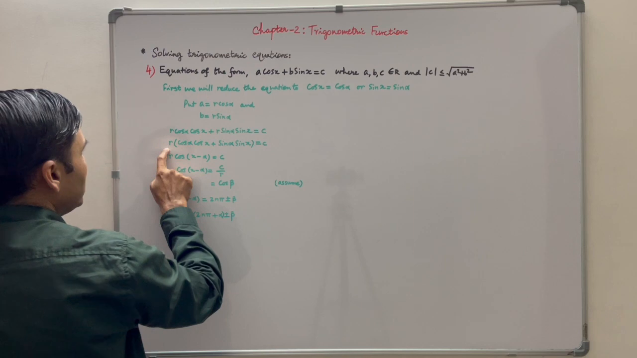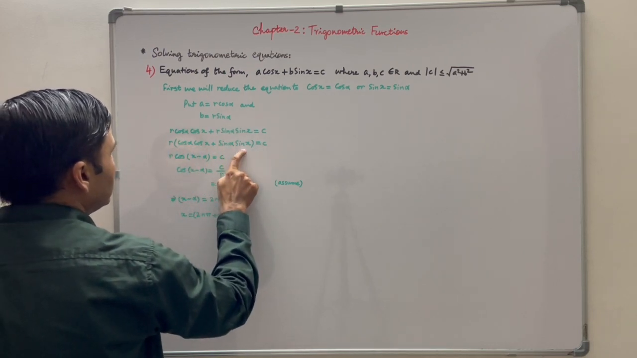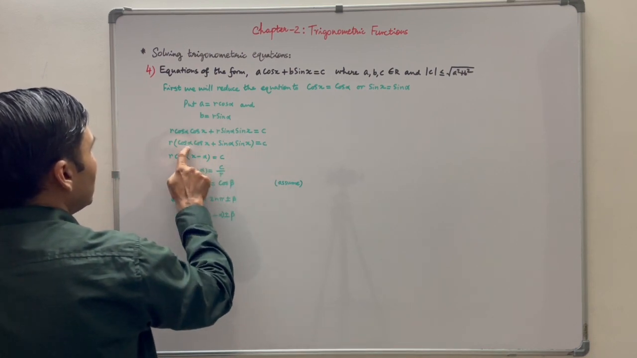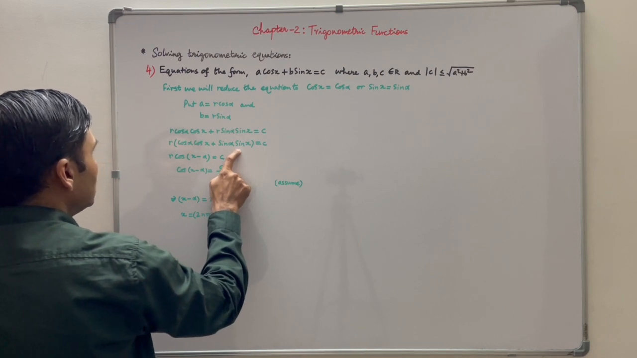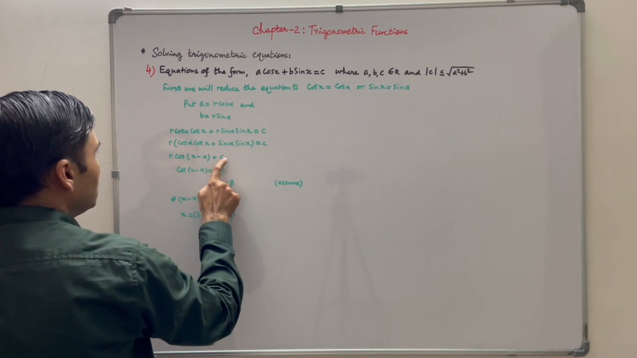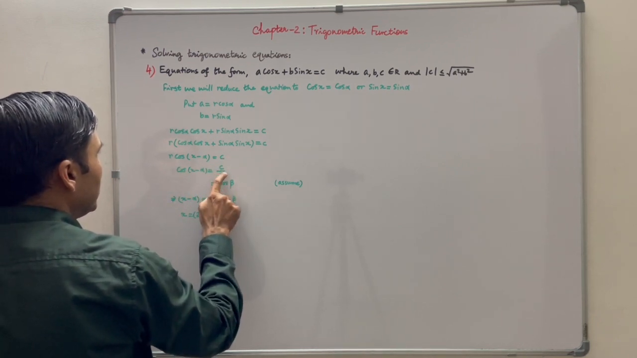Take r as common, so it will be cos alpha cos x plus sin alpha sin x in bracket is equal to c. Now this is in the form cos a cos b plus sin a sin b, that is cos a minus b. So it can be written as r cos x minus alpha is equal to c, or cos x minus alpha is equal to c by r.